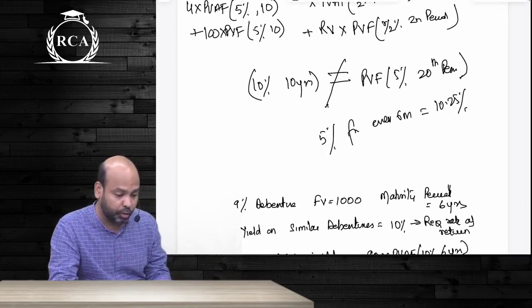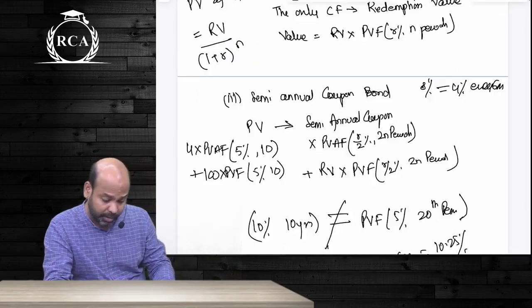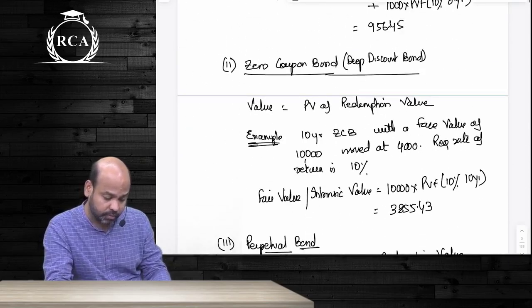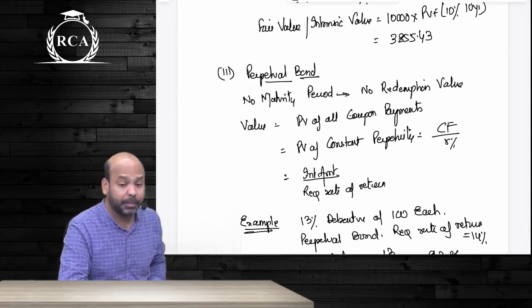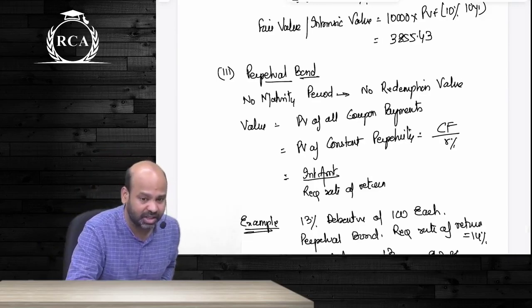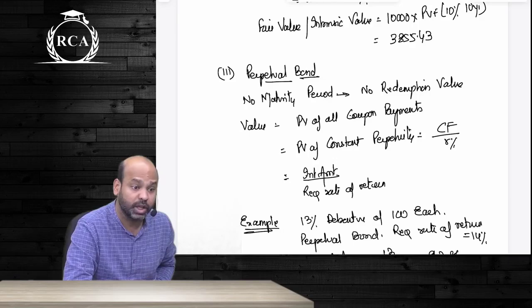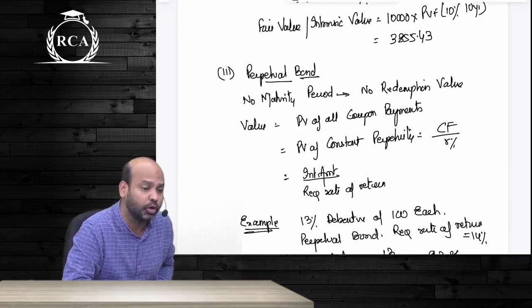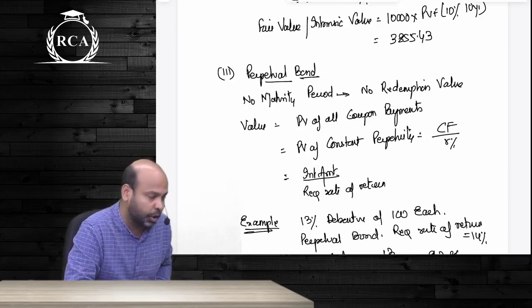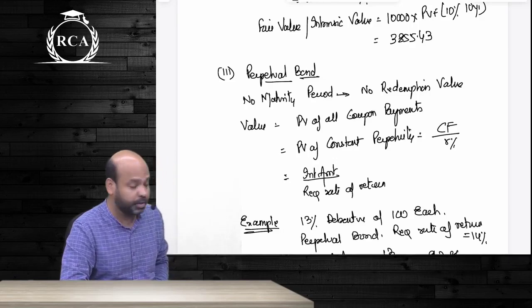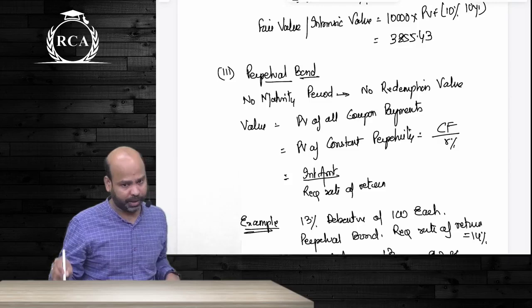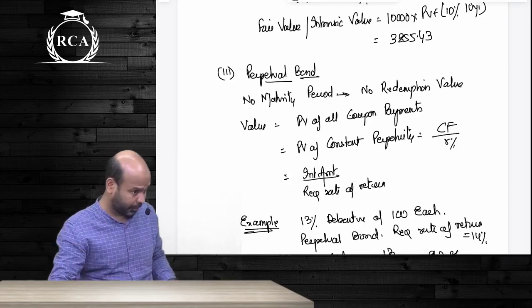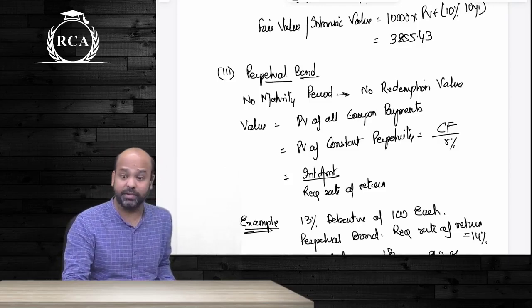After that, beta, we moved on to, sorry, I missed perpetual bond in between. There's perpetual bond, beta. A perpetual bond will never be redeemed until the company is liquidated. So there will not be any redemption value. You will only have coupon payments. Because you have only coupon payments, the value of a perpetual bond will be equal to the present value of all coupon payments.